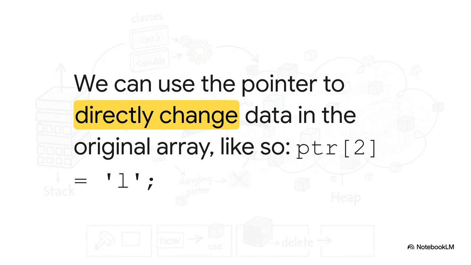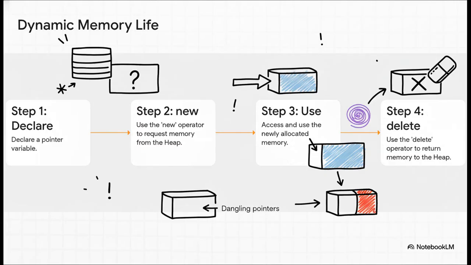And boom, this is where you see the real power. We can use that pointer, that address, to go directly in the memory and start messing with the data. Just by using PTR, we've changed the third letter in our original string. Pretty cool, right?